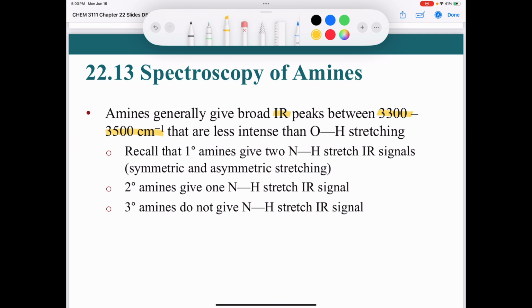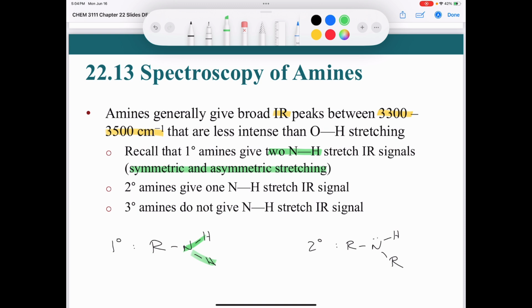Now, when it comes to amines that can have a nitrogen-hydrogen stretch, we can have a primary amine where we have a nitrogen that has two hydrogens attached to it, or we can have a secondary amine where we have two R groups attached to our nitrogen and only one hydrogen like this. And so with our primary amine, we're going to see two signals, right? Two nitrogen-hydrogen bonds, and therefore we see two NH stretches. And keep in mind that those are on account of symmetric and asymmetric stretching.